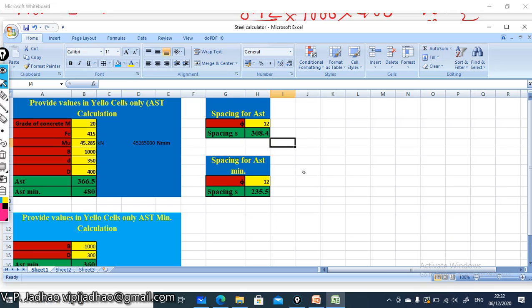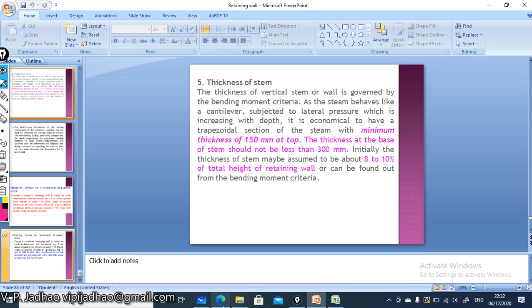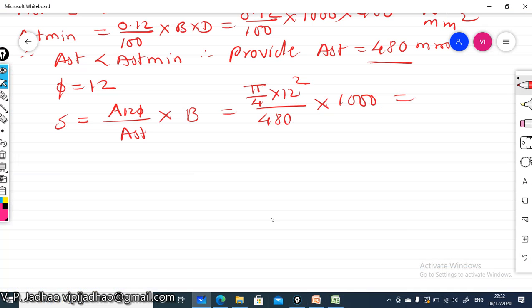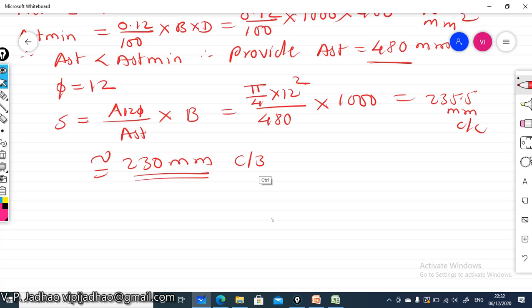So we get a spacing of 235.5 mm center to center. Let us provide this spacing. Let us provide the spacing of main steel reinforcement for the toe slab equal to 230 mm center to center. So 12 mm bars will be provided at 230 mm center to center.